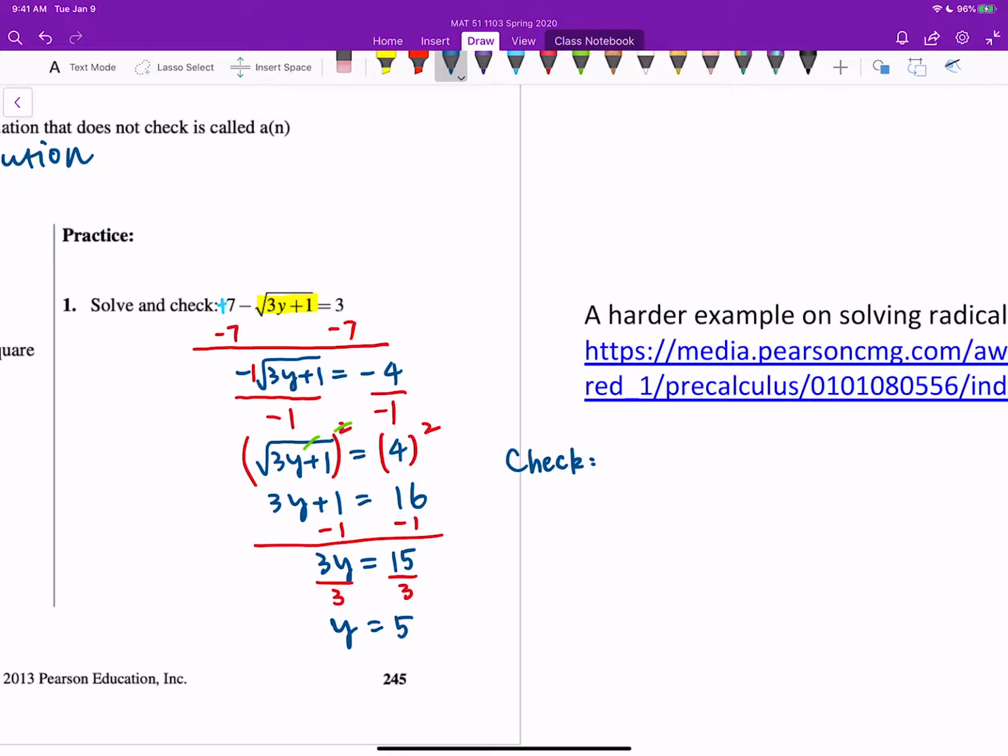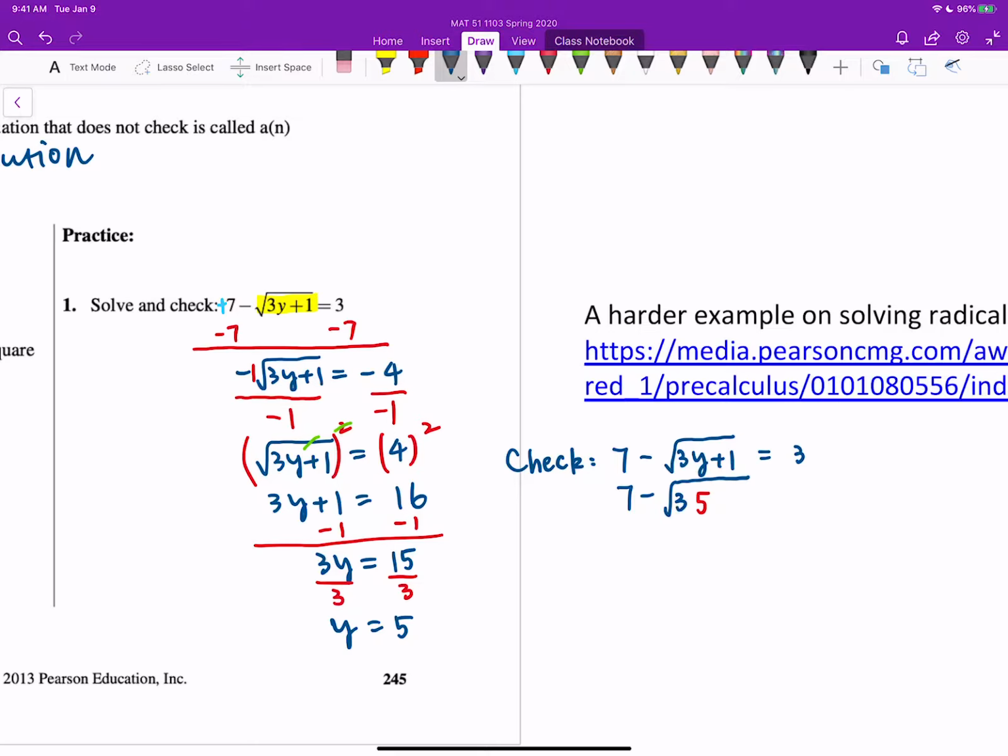When you check your solution, first write down the original equation, just copy it. And then I'm going to write down my potential solution 5 right below the variable y. So 5 right here. And then you copy the rest of the equation. So you have the 7 minus radical.